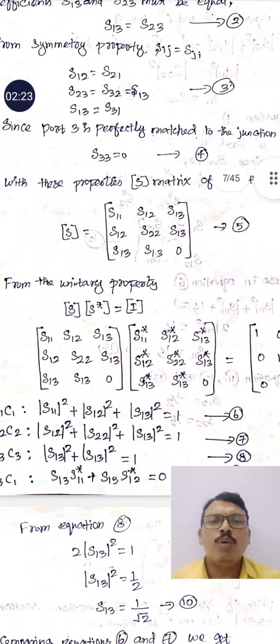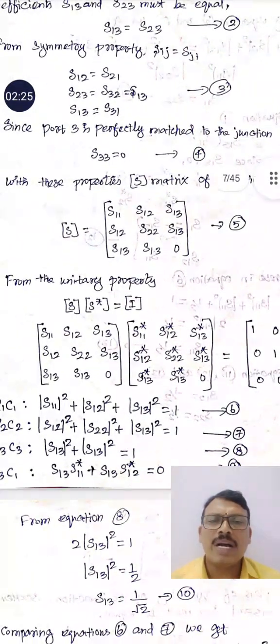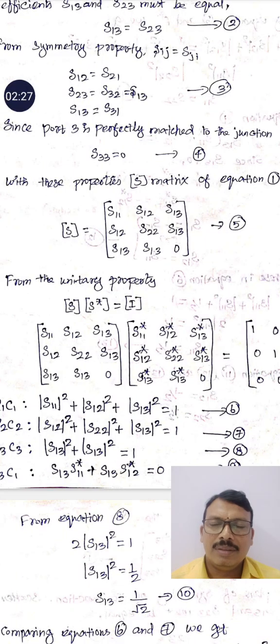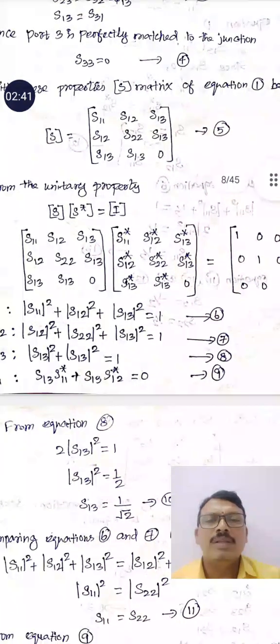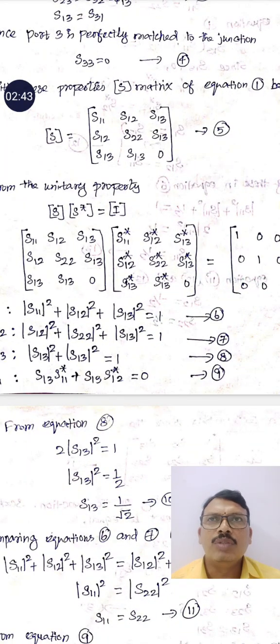Since our port 3 is perfectly matched, there is no reflection in port 3. Therefore, S33 equals 0. So now we can substitute all values in the general equation 1. Finally we will get the replaced version of our general equation.